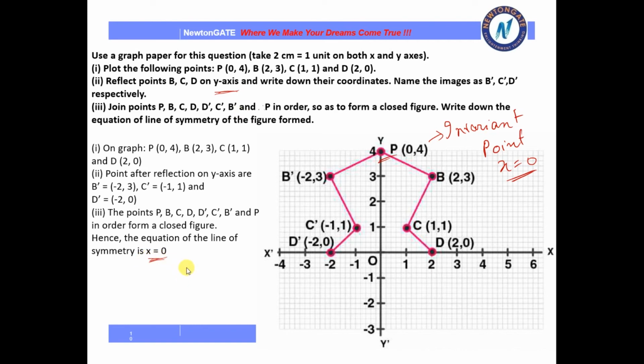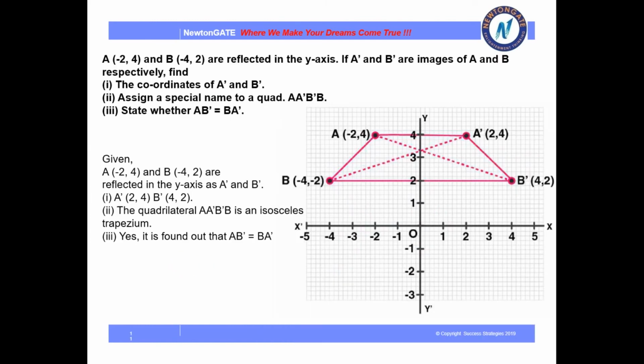So let's see another example. This example says that A and B are reflected in the y-axis. So A is (-2, 4), B is (-4, -2) and they are reflected in the y-axis. So A becomes (2, 4), B becomes (4, 2). So next we found out the coordinates of A dash and B dash. A dash is (2, 4) and B dash is (4, 2).